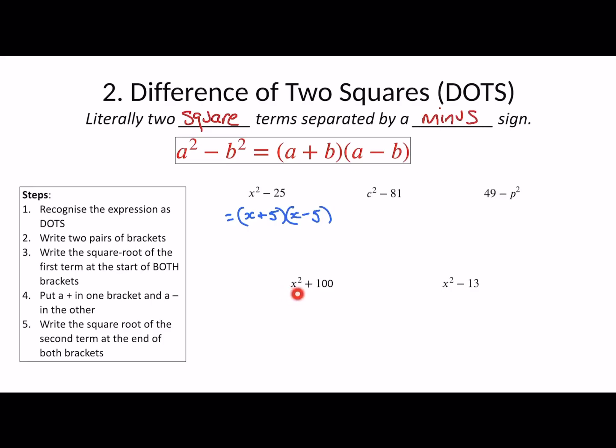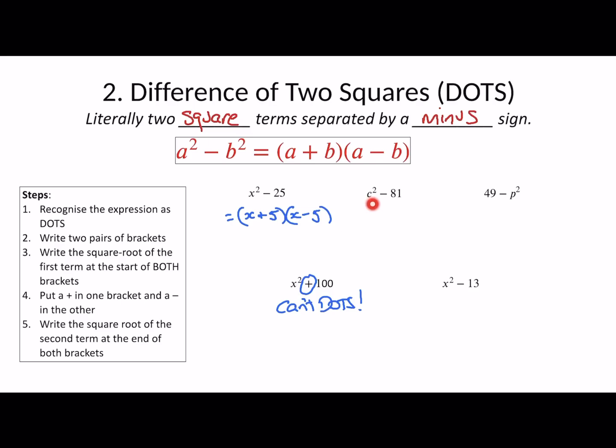Have a look at the one down the bottom. X squared plus 100. We've got an x squared, that's a first bit. 100 is a square number, that's great. But we've got a plus in the middle, haven't we? No, that's no good. You can't DOTS that one because it's not a difference. So that one you can't factorise. Watch the pluses. They sneak them in exams. Hint, hint.